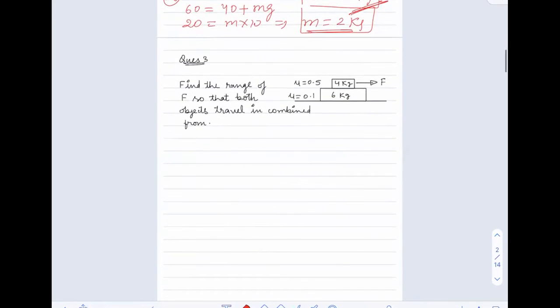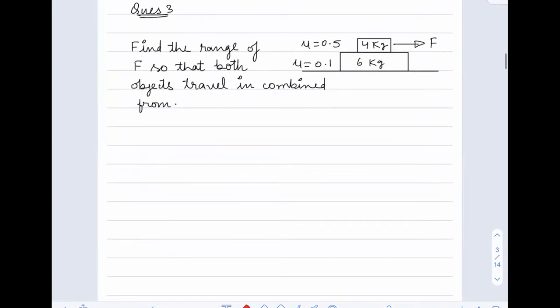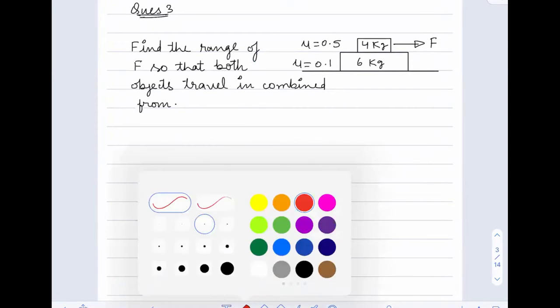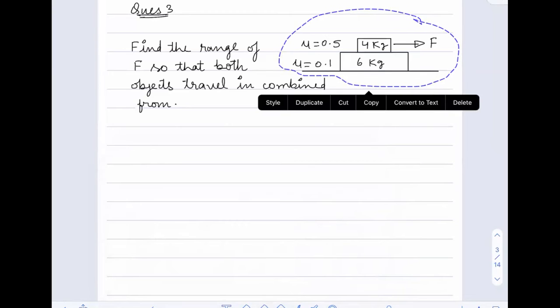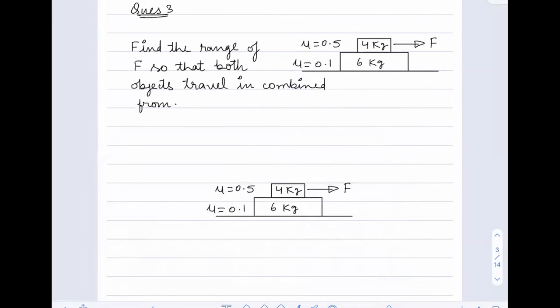Now this is the second question. Find the range of F so that both objects travel in combined form. The question is, find the range of F so that both objects travel in combined form. Take a time of 1 minute and try to solve this. This is not a new question. So many times you people have solved this kind of question.